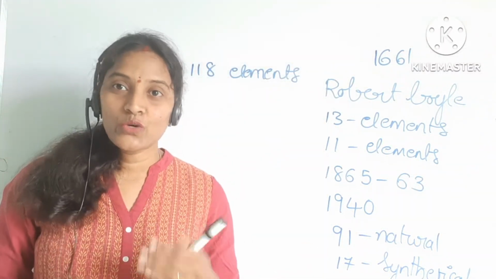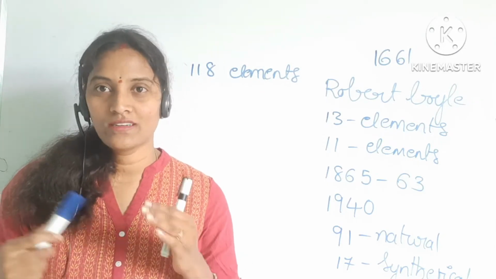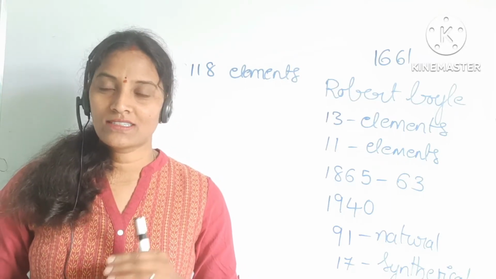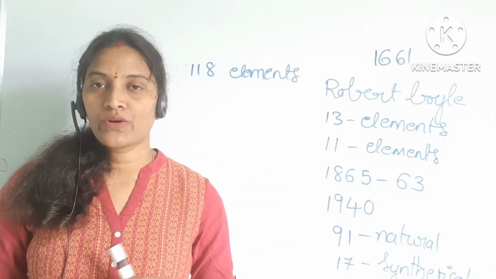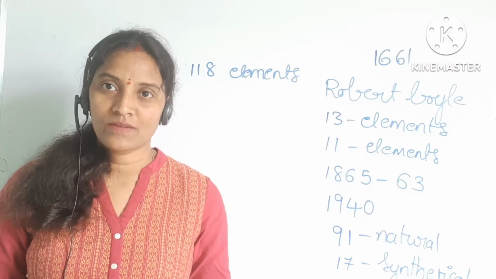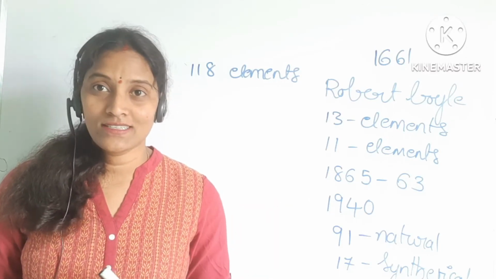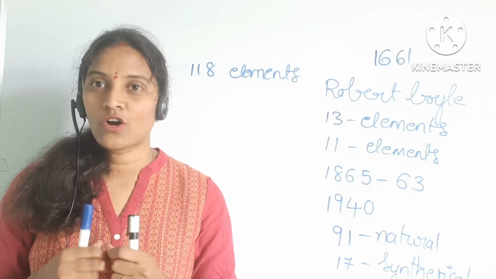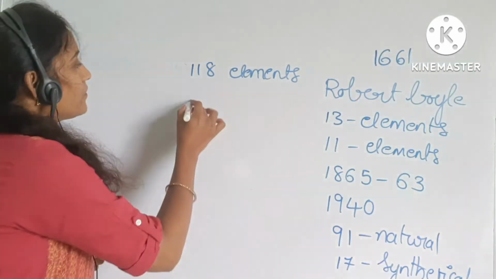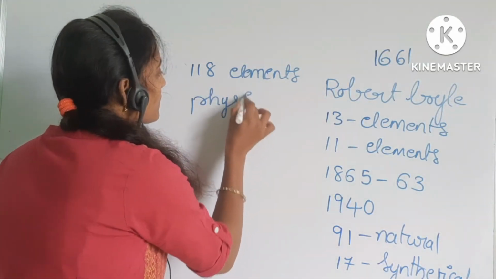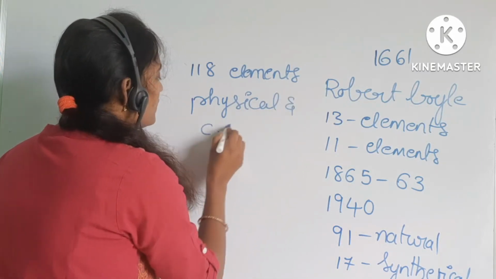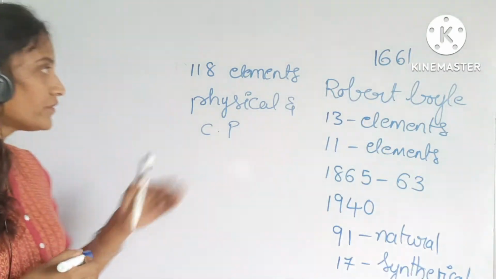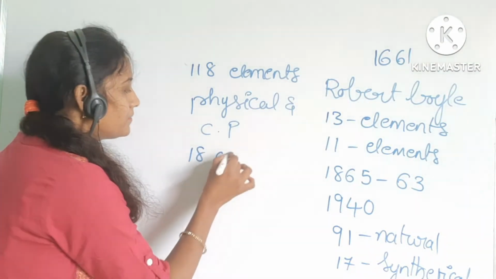But for now, more than 118 elements are there. Is it possible to remember all those elements, their chemical properties, physical properties, their names, their numbers, their mass numbers and their compounds? It's not that easy to remember. So scientists classified all these elements based upon their physical and chemical properties.